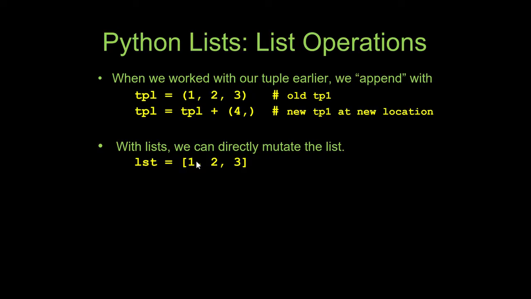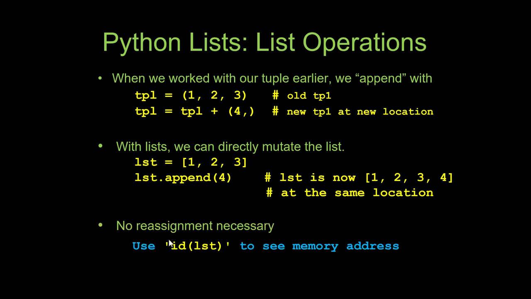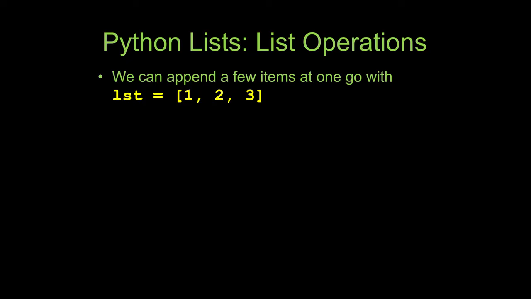With a list, we can directly mutate the list with the function append. list.append(4), then the resulting list is now 1, 2, 3, 4 at the same location. We can check the location of the list with id to know that this function doesn't change the location. Another way to append more than one item to a list is to use extend.